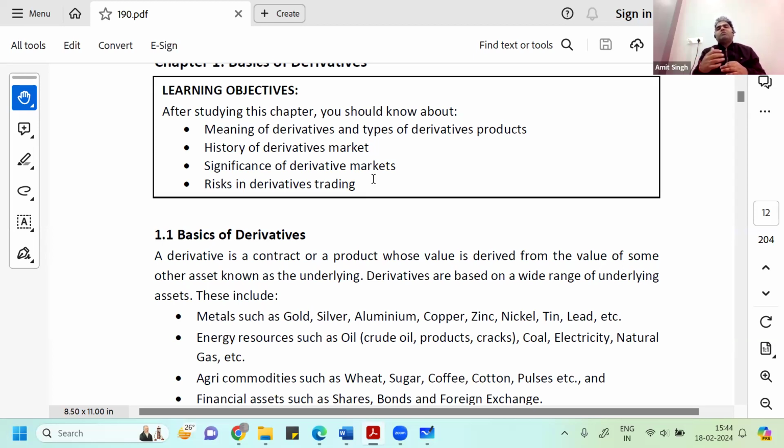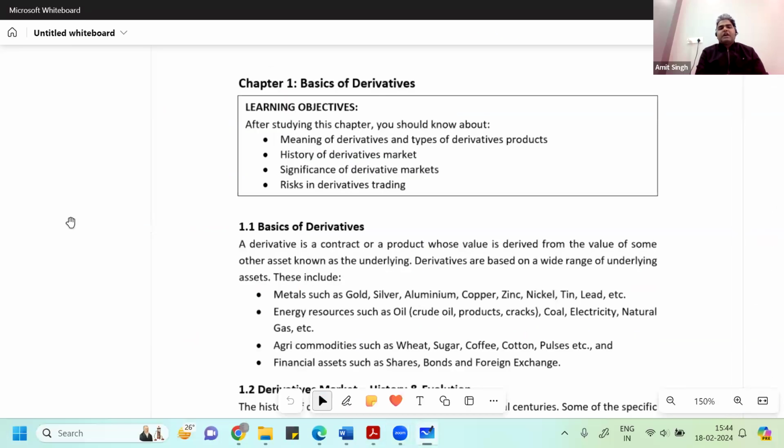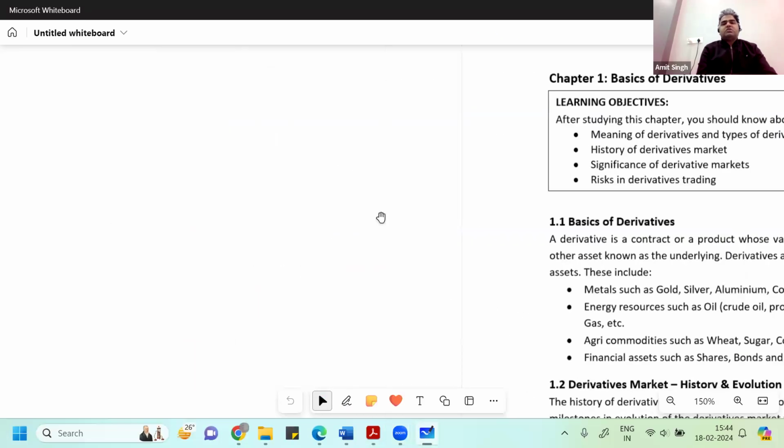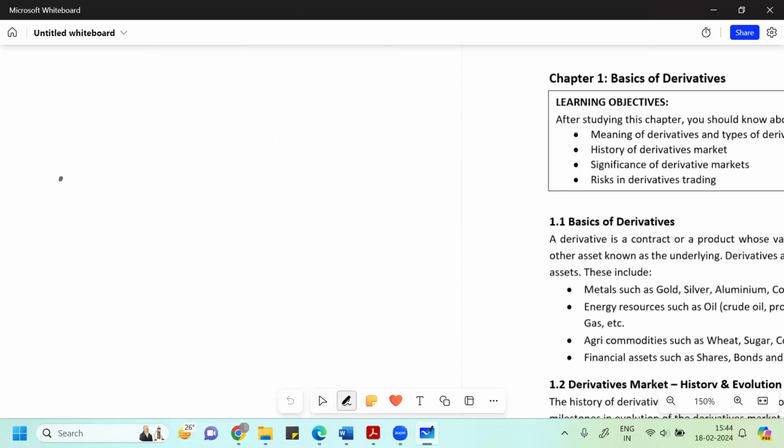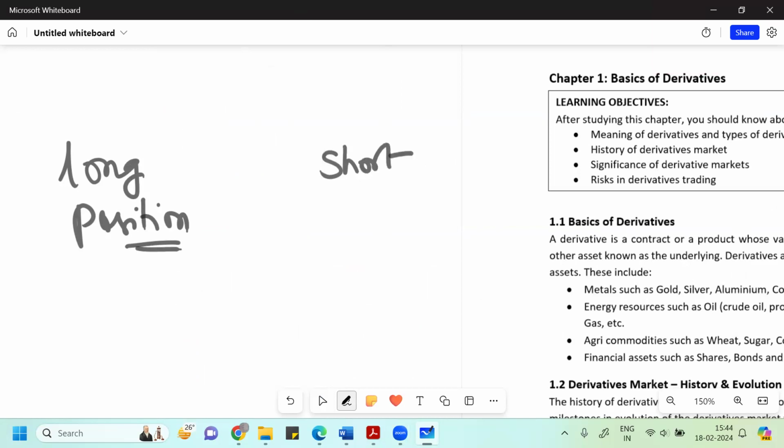When we are talking about derivatives, the person who wants to act like a buyer in the future is called a long position holder. Let me pause my video for the moment. The person who wants to buy an asset in the future is called a long position holder, and the person who wants to sell an asset in the future is called a short position holder.